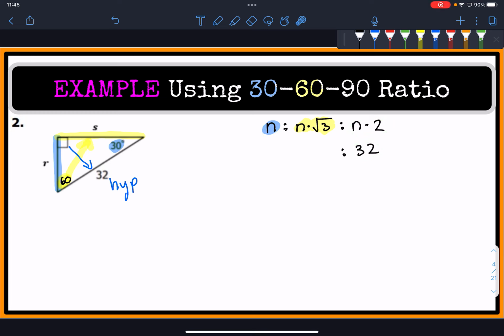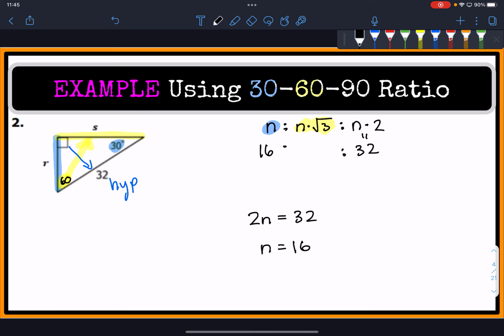So multiplying some number by 2, we got the answer of 32. So to figure out what that number is, we're just simply going to divide. What we're basically doing is figuring out this equation. So if I divide by 32, I get that the value of n is equal to 16. So this is going to be the shortest side on the triangle.